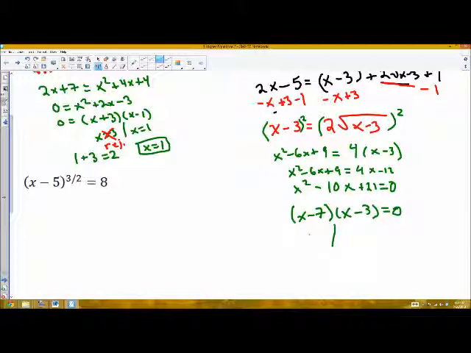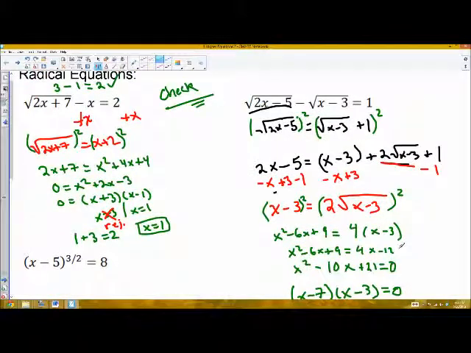So I end up with either x equals 7 or x equals 3. So my last step is to check these in my original equation. So I'm going to plug in 7 first. Bring it back up here. 2 times 7 is 14. 14 minus 5 is 9. Square root of 9 is 3. Minus 7 minus 3 is 4. Square root of 4 is 2. 3 minus 2 equals 1. So 7 works. 7 will be one of my solutions.